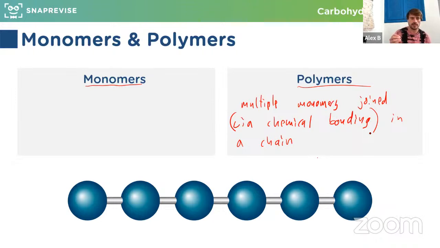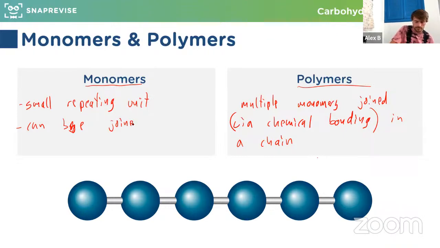And a monomer, you say something like a small repeating unit that can be joined together to form a polymer. Yeah, nice.